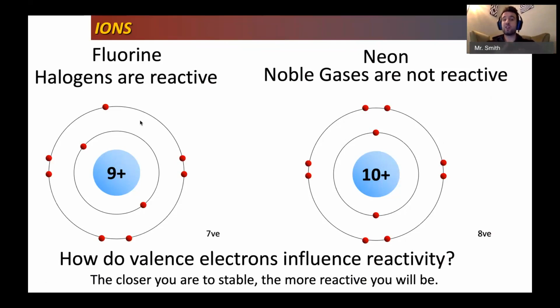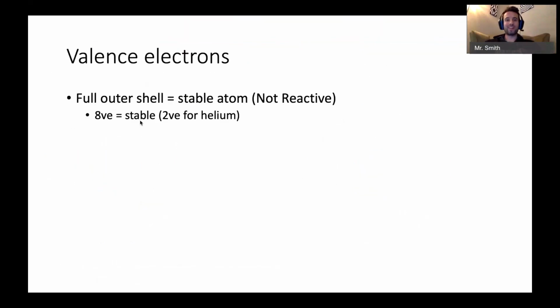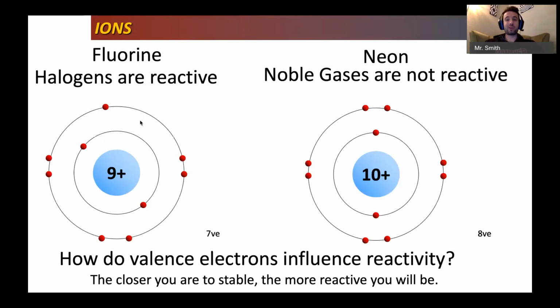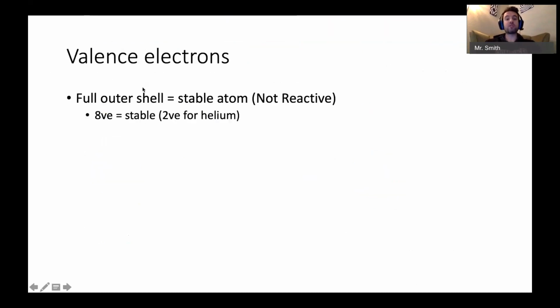Now, this is tough, because it doesn't necessarily mean that 7 is the most reactive and 1 is the least reactive, because atoms can both gain or lose electrons. If you're at 1, you would just lose 1 electron and get back to 8. So it doesn't look like a number line from 1 through 8. Instead, it looks more like a clock, and I'll show you that in a bit. Okay, so anyways, valence electrons: a full outer shell gives you a stable atom.